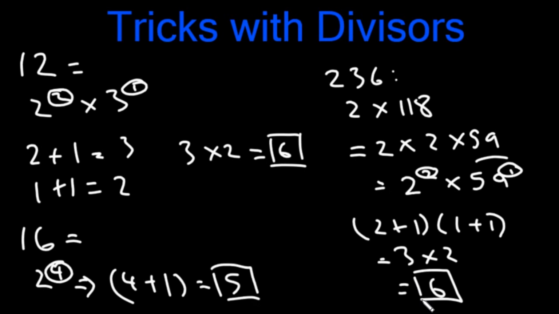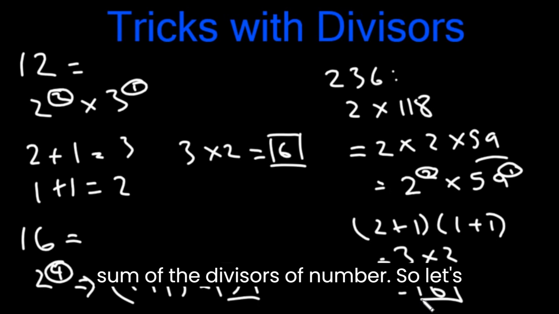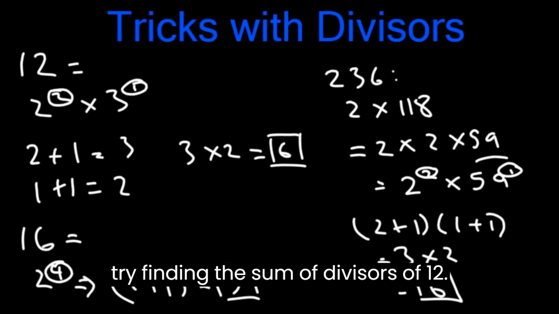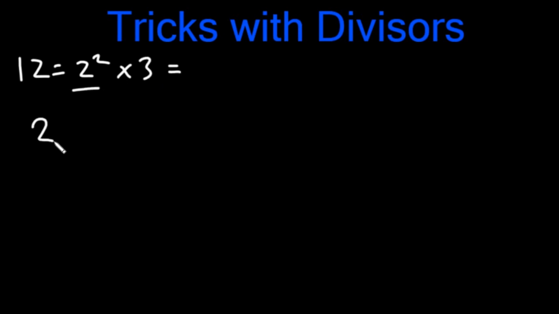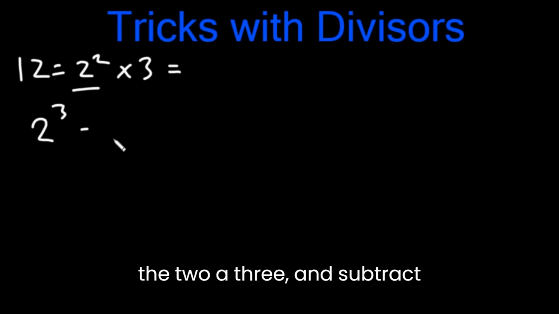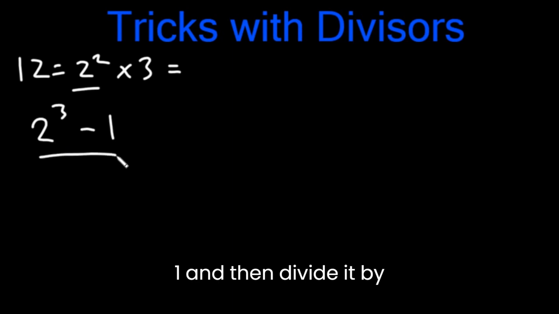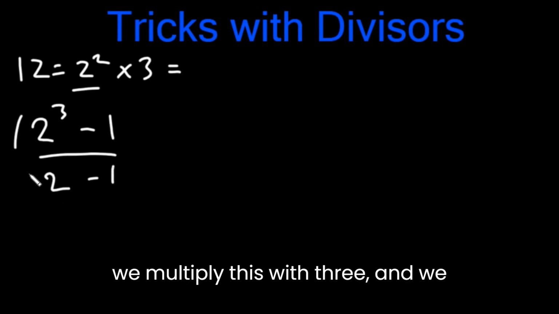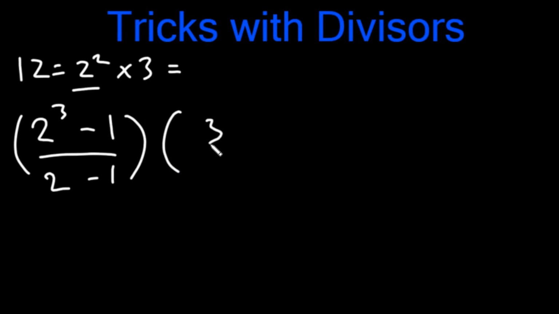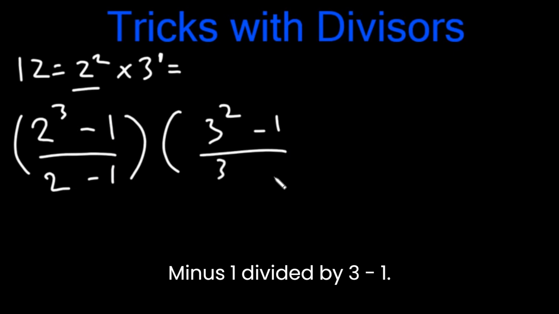Next, we need to know how to find the sum of divisors of a number. So let's try finding the sum of divisors of 12. Again, we're going to need the prime factorization. So 12 is 2 squared times 3. Now what we're going to do is take 2 squared and make the 2 a 3, then subtract 1, and then divide it by 2 minus 1. Then we multiply this with 3, and we make that 1 a 2, minus 1, divided by 3 minus 1.